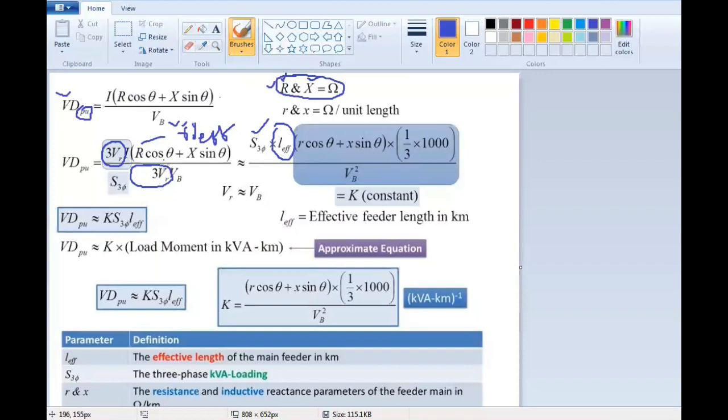So here in place of 3 Vr we have written the 3-phase power S 3-phase, and in place of R and X we have written R into L effective and X into L effective. L effective is common, so we took it outside. So we have written R cos theta plus X sin theta, multiplied by, here we are assuming that VR equals VB. So receiving end voltage and base voltage are both taken as the same. Then it becomes VB square.